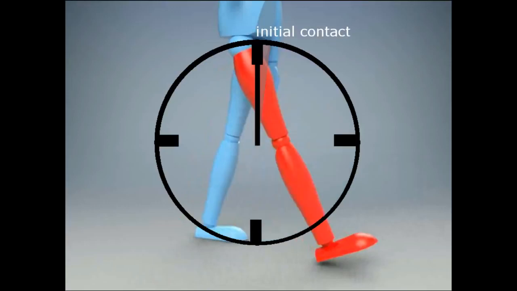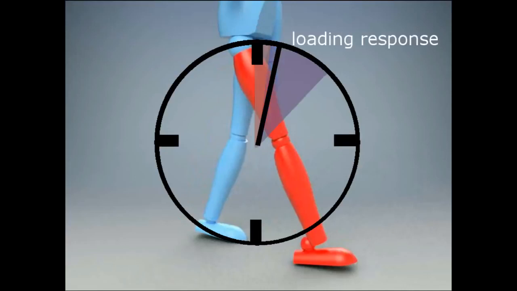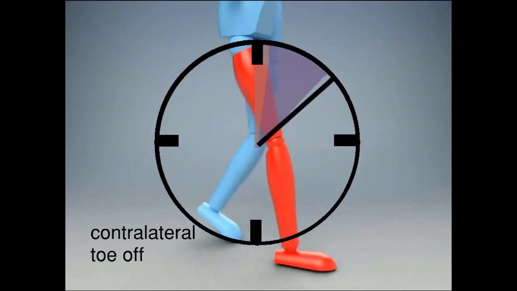Initial contact is the first 2% of the gait cycle until we reach double support, which is when both limbs are supporting the body weight. Next is the loading response, which covers 10% of the cycle until the point of contralateral toe off, which is when the other leg is no longer on the ground.